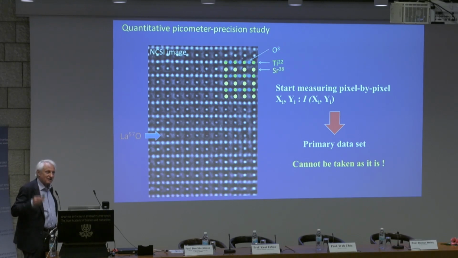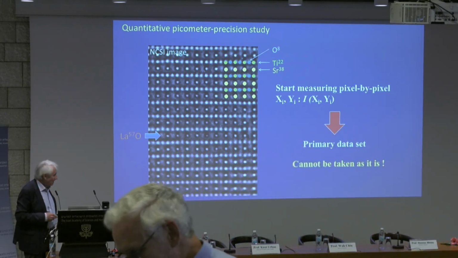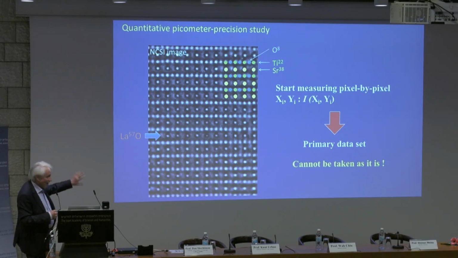Unfortunately, this primary data set cannot be taken as it is. And you can immediately see this by eye. You just look at lanthanum 57. It shows a relatively weak contrast here. The contrast is weaker than the contrast of oxygen here. In spite of the fact that oxygen has only nuclear charge 8 and a much weaker scattering power, nevertheless its contrast is much stronger. And this is a result of dynamic electron scattering, or if you wish, Bloch wave propagation in the crystal, which of course has to be compensated for, because we want to do quantitative intensity measurements.